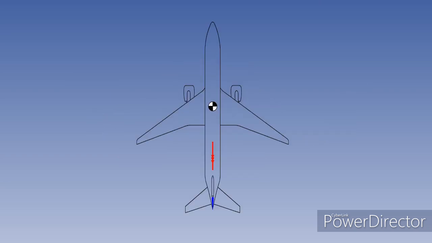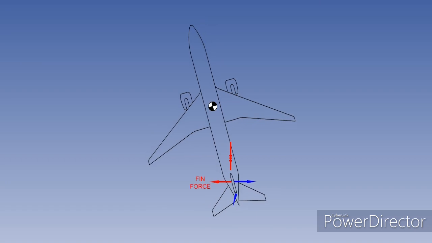Consider an aircraft in straight, steady flight. If the rudder is deflected to the left, the camber of the fin is changed and an aerodynamic force, here in blue, will act to the right at the fin centre of pressure. The aircraft will yaw to the left. Ignoring any rolling moment generated by the yaw, the aircraft will continue in the same direction of flight, here shown by the true airspeed vector.